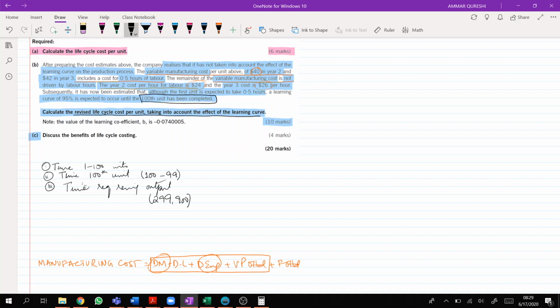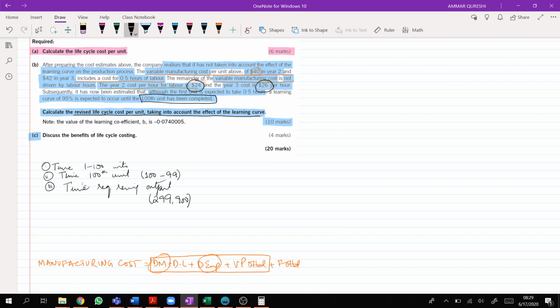But there is one more issue in this. The issue is that the labor cost of the first year is 24 and the labor cost of the second year is 26. So we have to calculate the labor hours of both years separately. If we calculate total labor hours in a single figure, we will not be able to calculate labor cost because the wage rates of both years are different. So we have to calculate the labor hours of both years separately, right? We will do it later when required.